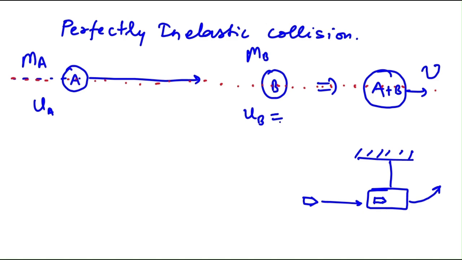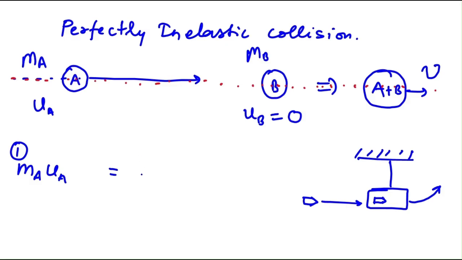Let's make it simpler and write. Initially, this body B is at rest, let's say, for the time being. Body A comes from behind and hits body B, and they are moving together now. So the first thing is MA UA, that is the initial momentum of body A, plus MB UB, which is 0. So the initial momentum of body B is going to be 0. So the initial momentum of the system should be equal to the final momentum.